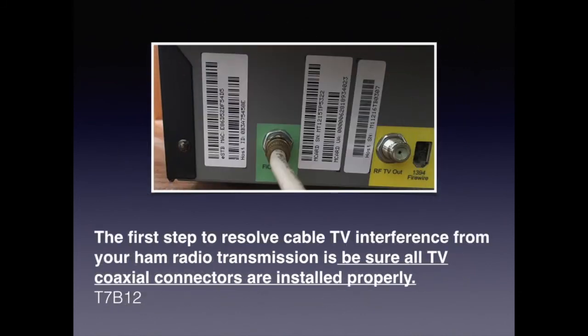When it comes to good reception of television, radio, any type of electromagnetic signal, it's all about the cabling and grounding and shielding. So the first step to resolve a cable TV interference problem from your ham radio transmission is to be sure that all TV coaxial connections are installed properly.